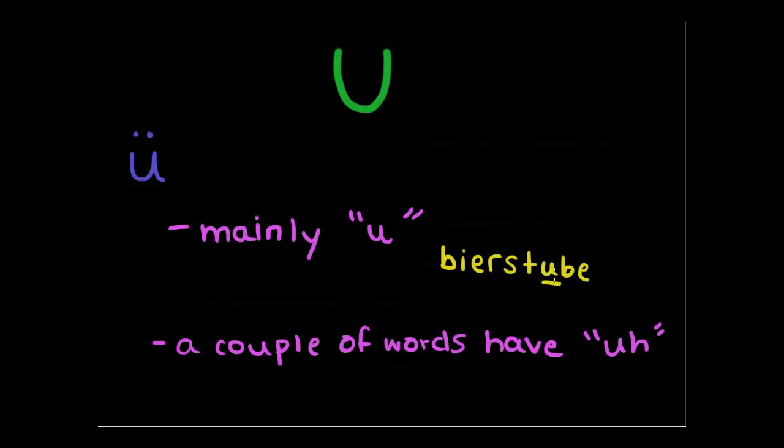A couple of words have UH. The two main ones are Nagelflu, where it happens at the end, and Ulan, where it happens at the beginning. So these two are really the only words that have UH for the oo sound in German. If it's in the middle, or any other place at the beginning or at the end, it's going to be mainly a U for all the other German words. So that's a pretty simple rule. Just keep it simple. It's going to be U most of the time, with the exception of Nagelflu and Ulan.